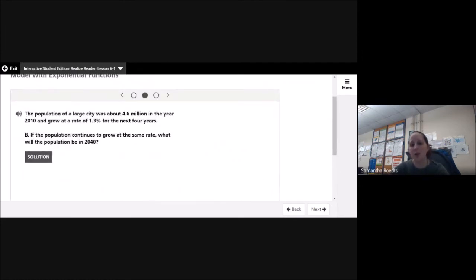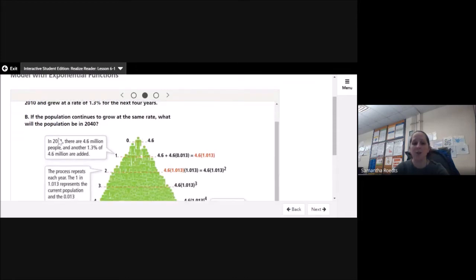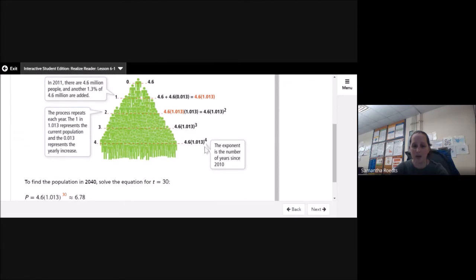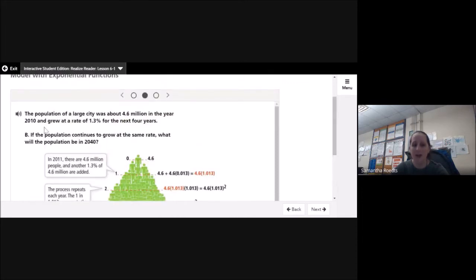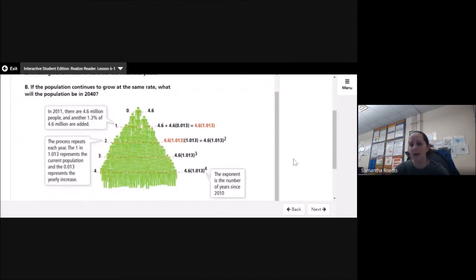So the population of a large city was about 4.6 million in the year 2010, and grew at a rate of 1.3% for the next 4 years. So if the population continues to grow at the same rate, what will the population be in 2040? Okay, so the first thing that I need to do is I can see, here's my pattern. Okay, I need to figure out how many years. So to find the population in 2040, I solve the equation for t. Okay, so t equals 30. And I got that from 2040 minus 2010. So it's been 30 years since the original. Okay. So that's where I got t equals 30 from.